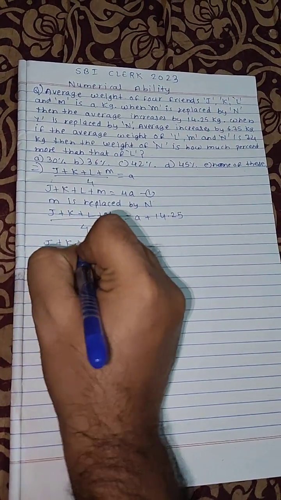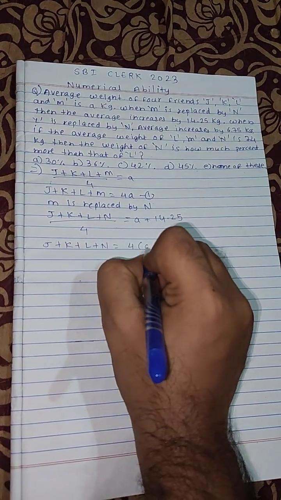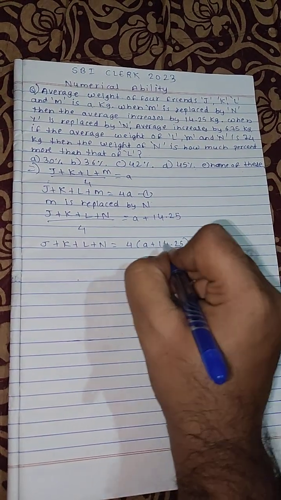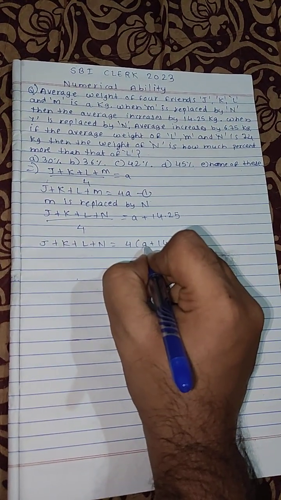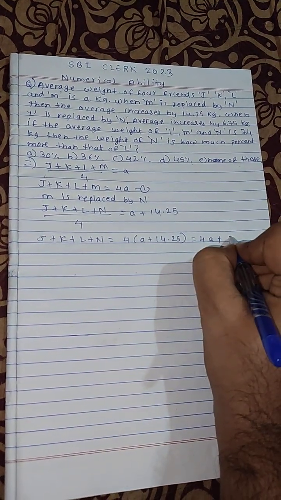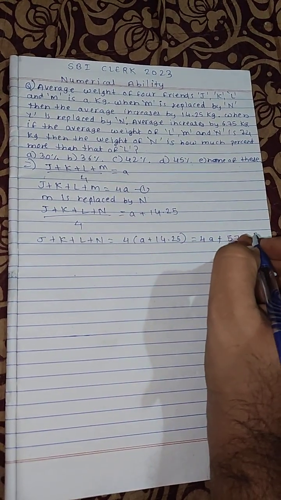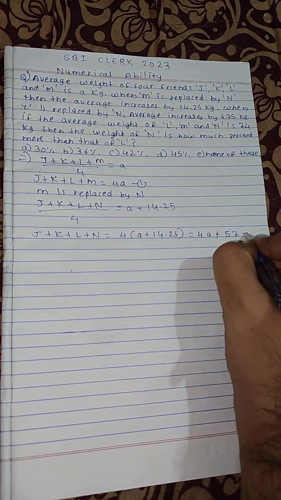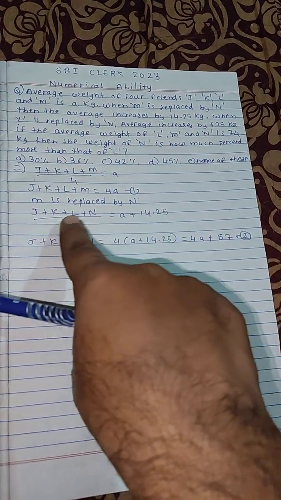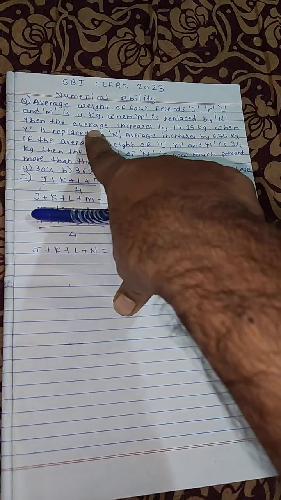J + K + L + N divided by 4 equals A + 14.25, so multiplying by 4, we get 4A + 4 into 14.25. 14 into 4 is 56, and 0.25 into 4 is 1, so it will be 57. So J + K + L + N = 4A + 57. We can call this equation 2. Here M is replaced by N and the average increased by 14.25, so we solved this. One more piece of info they have given.